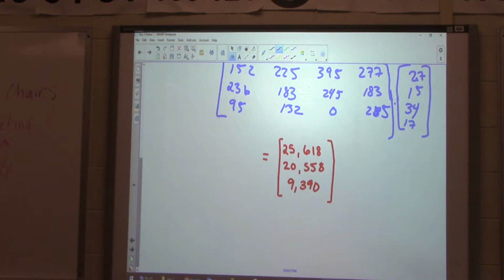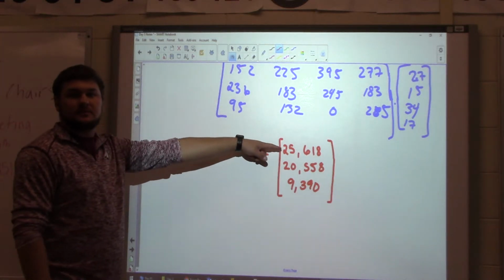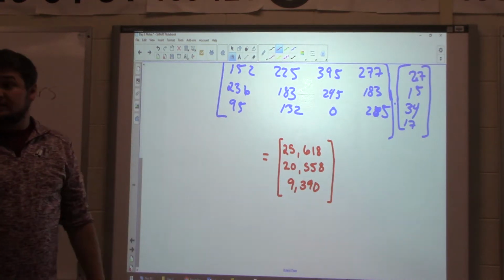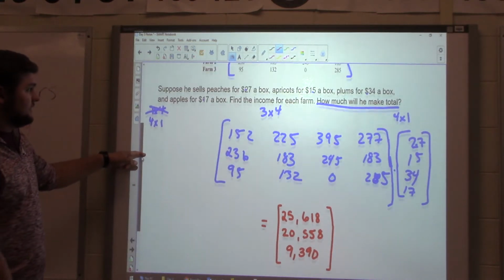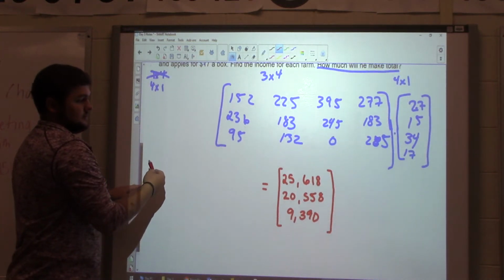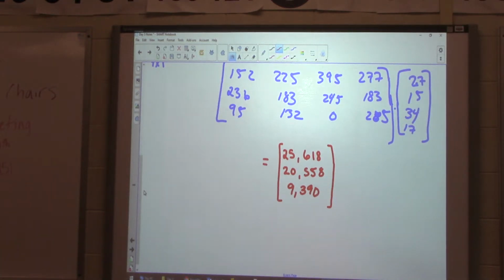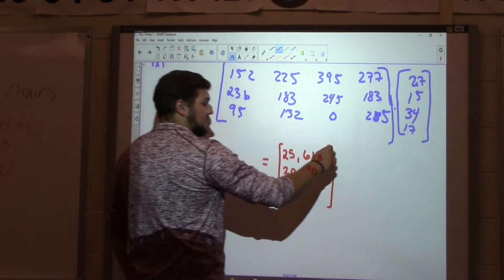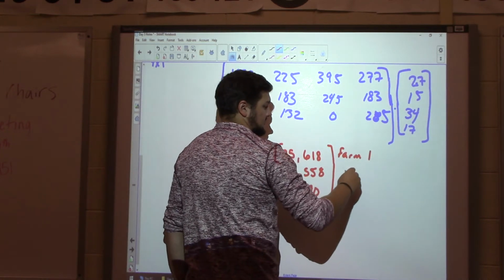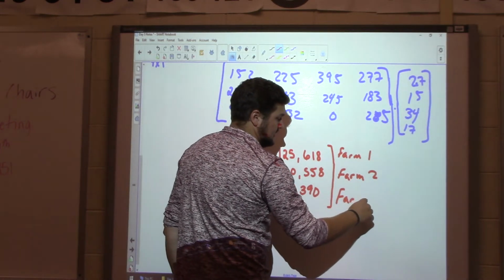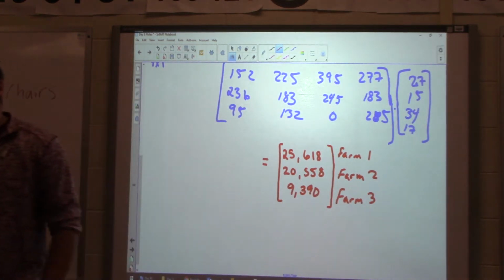What do those values mean? What is 25,618? What is that telling me? Well, if I look up here, we're talking about farms 1, 2, and 3. So what do you think 25,618 means? The total of farm 1, right? So farm 1 made $25,618. Farm 2 made $20,558. And farm 3 made a measly $9,390.